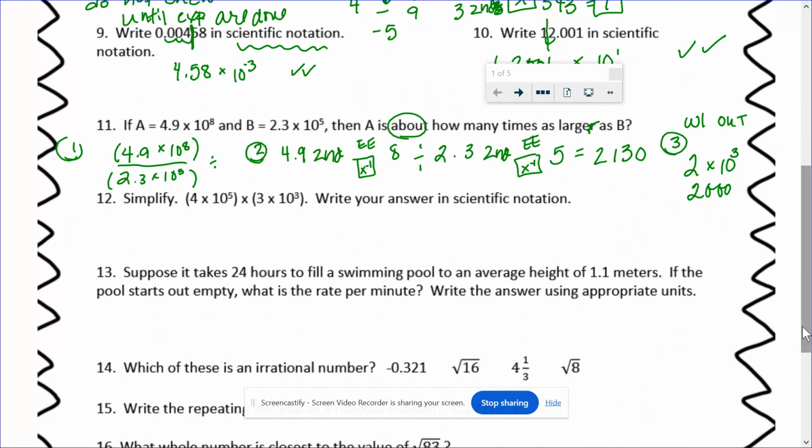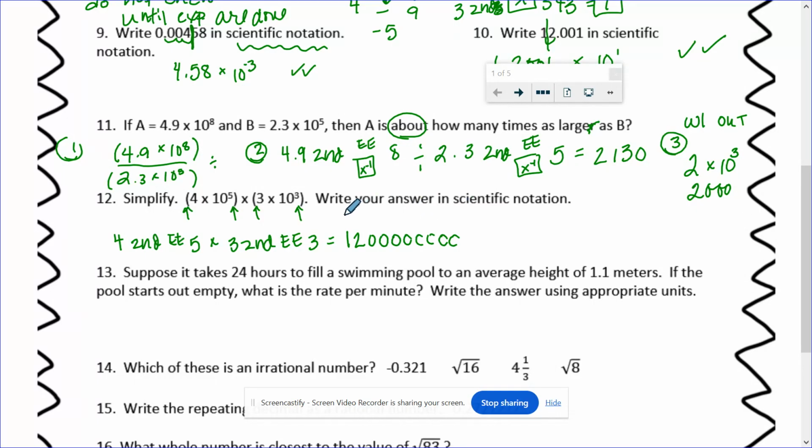Number 12. So write your answer in scientific notation. Again, you could just enter it exactly as is, making sure that you include the parentheses. That is one way of doing it. Another way is to use your EE button. So again, 4, second function, the EE button, and then enter the exponent, which is 5, times 3, second function, the EE button, and then 3. And that would give you your answer, which is 1, 2 with 8 zeros after it. 3, 4, 5, 6, 7, 8.